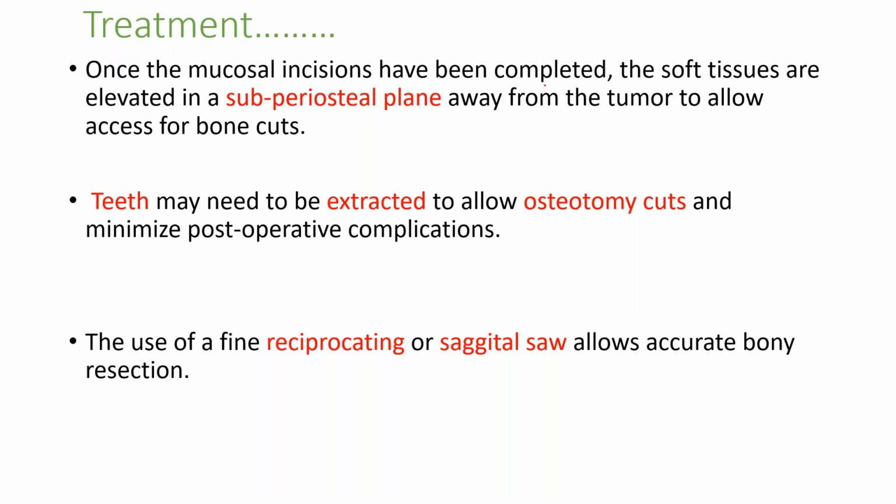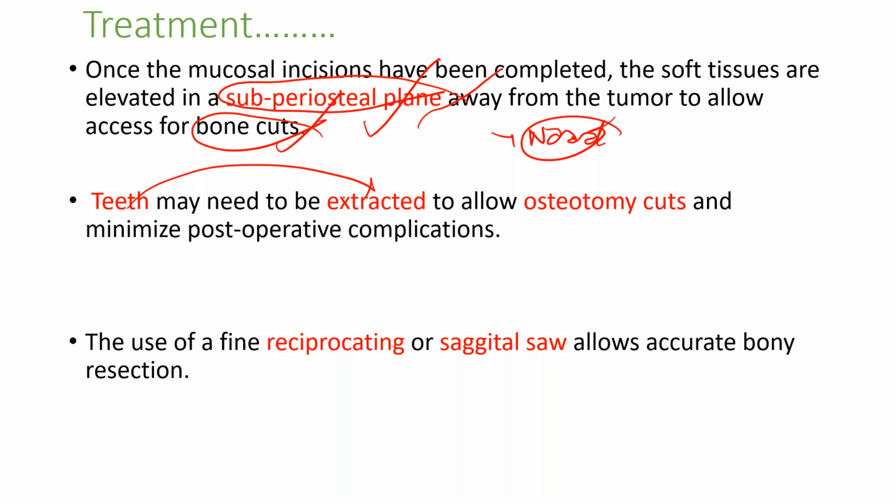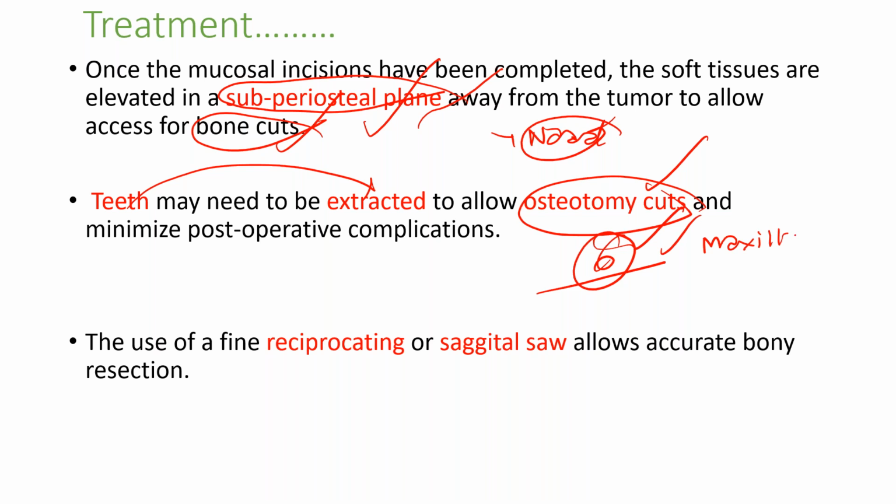Once the mucosal incisions are completed, they are lifted in a subperiosteal plane. I already told you this in the case of nasal tumors. You have to remove the bone with bone cuts. Sometimes teeth are to be extracted, and these are called osteotomy cuts. For maxillectomy, how many cuts are there? There are 6 osteotomy cuts, which I already told you when I was telling about the nose.